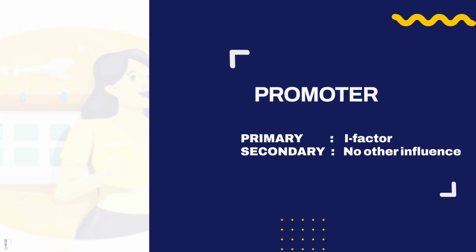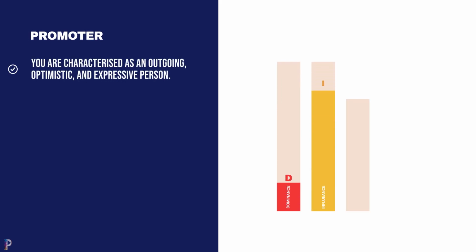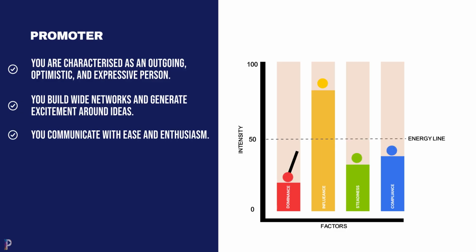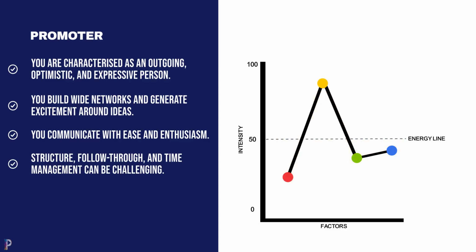If the I factor is the dominant factor, with no clear secondary factor influence, then you are the promoter archetype. You are characterized as an outgoing, optimistic, and expressive person. You build wide networks and generate excitement around ideas. You communicate with ease and enthusiasm. However, structure, follow-through, and time management can be challenging.